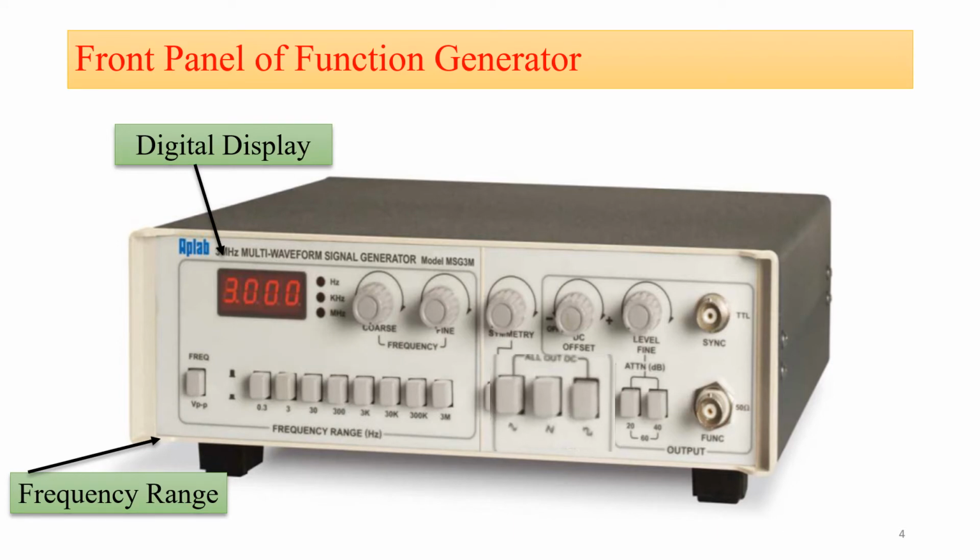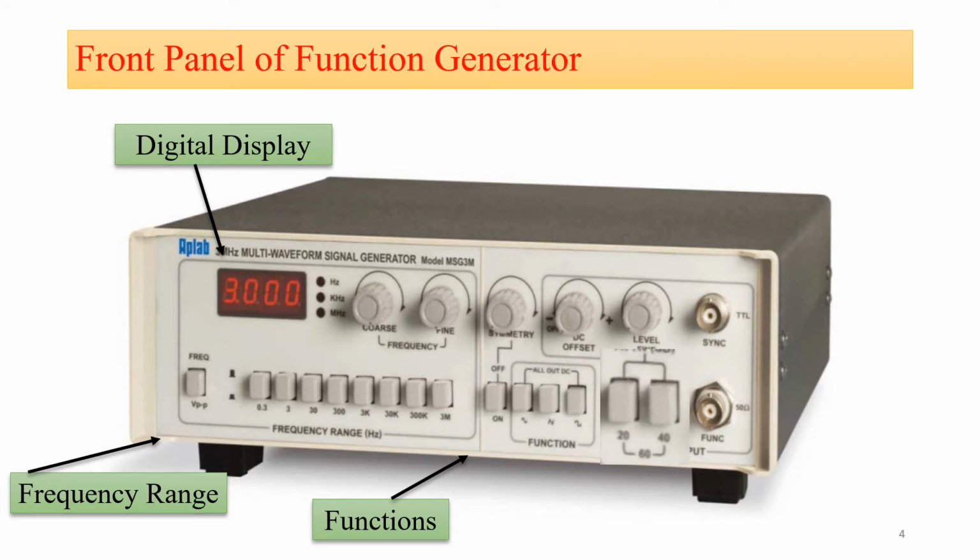Now the third part of our front panel is the functions. Which are the different waveforms which you can generate by using this function generator? The first symbol indicates the sinusoidal signal, means by using this function generator you can generate the sinusoidal signal. Then the second symbol is the triangular wave. Similarly you can generate the square wave. So these are the three functions which are available on the function generator.